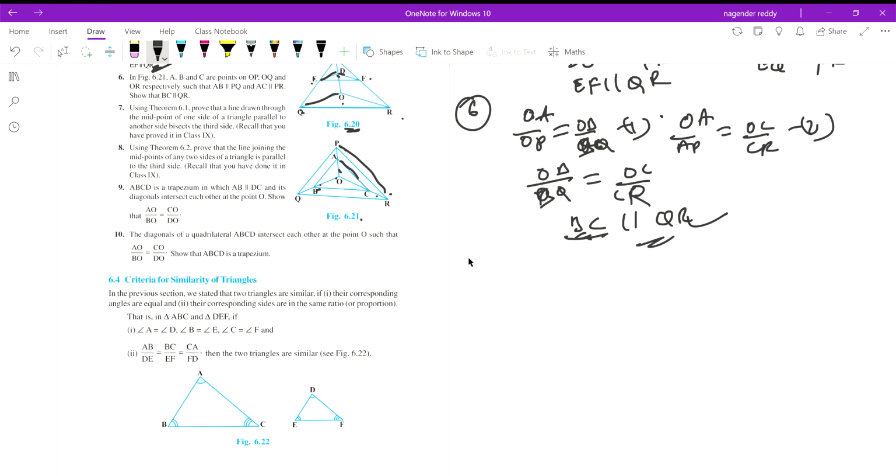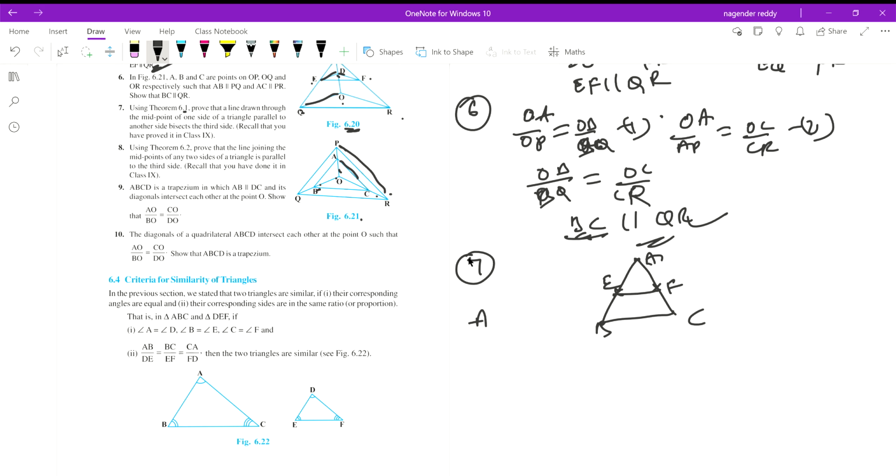Now we'll go for the seventh one. Using theorem 6.1, prove that the line drawn through the midpoint of one side of a triangle, parallel to another side, bisects the third side. Theorem 6.1 is the basic proportionality theorem. In triangle ABC, if E is the midpoint of AB, then prove that F is also the midpoint of AC by using the basic proportionality theorem. Given all those things, no need for more, you can go directly for the proof.